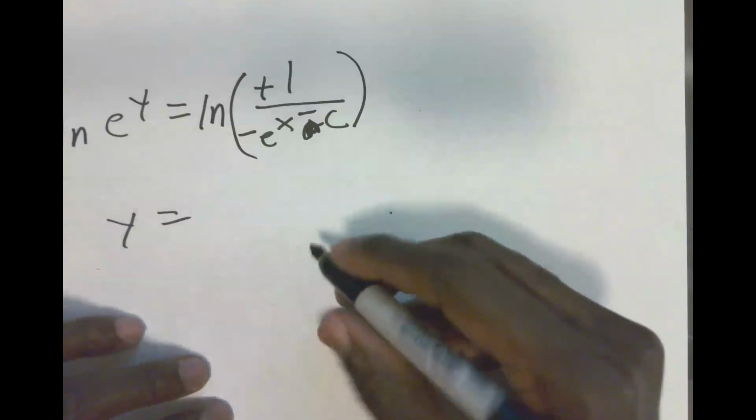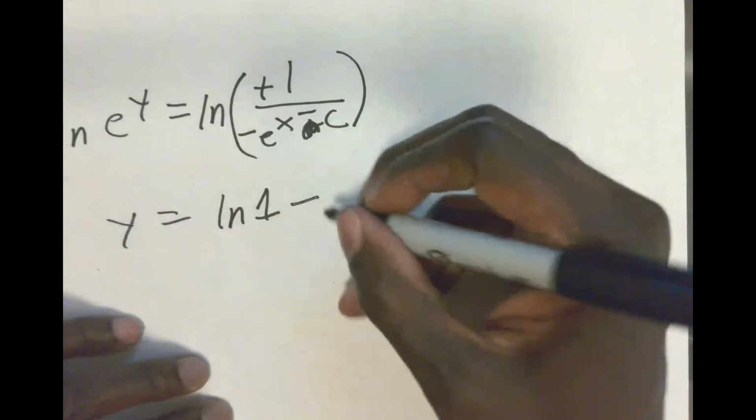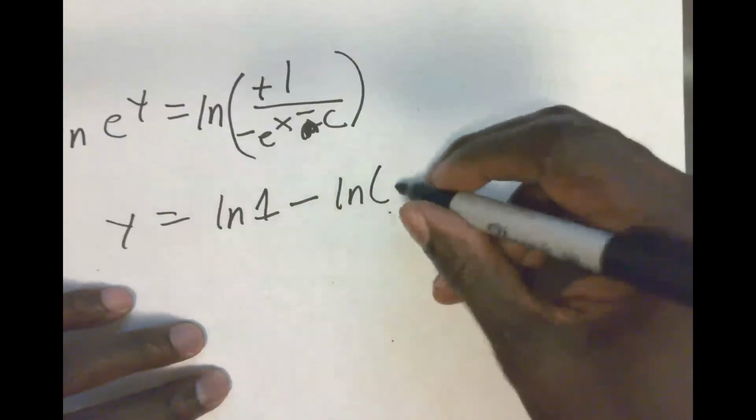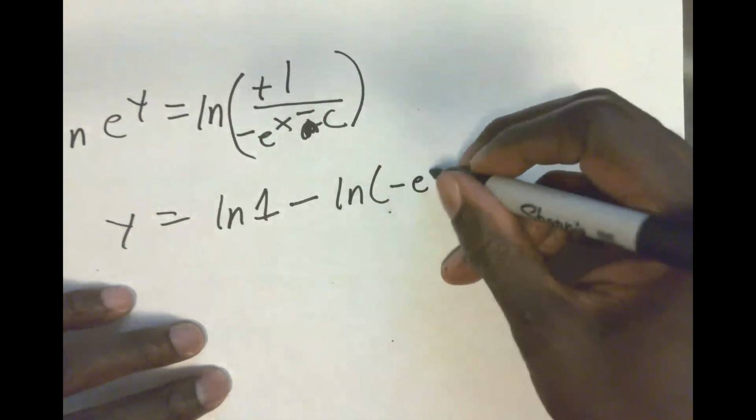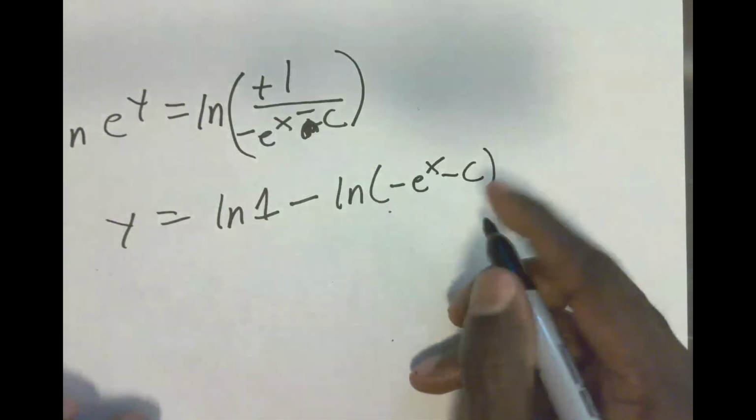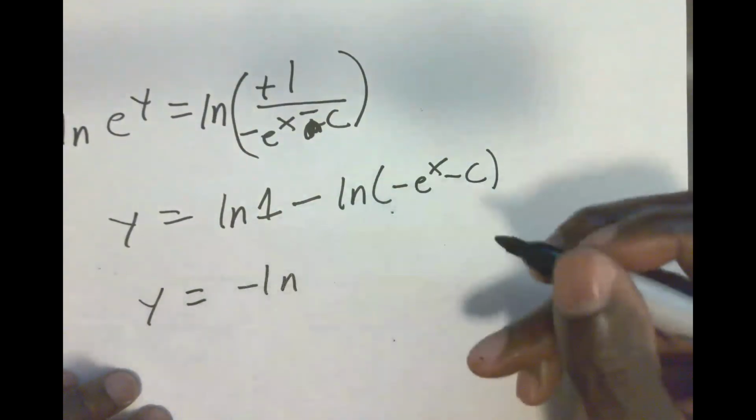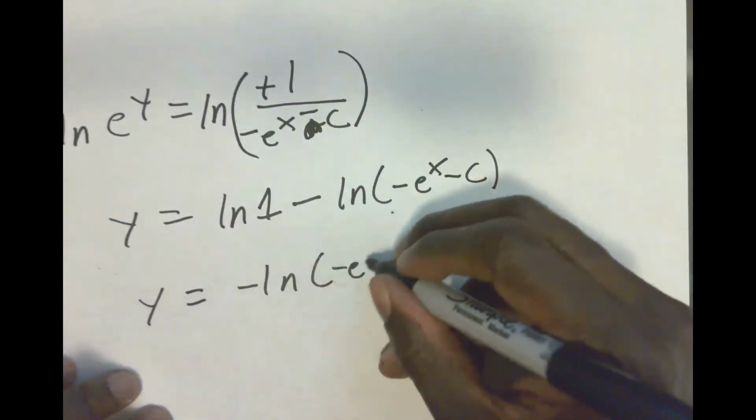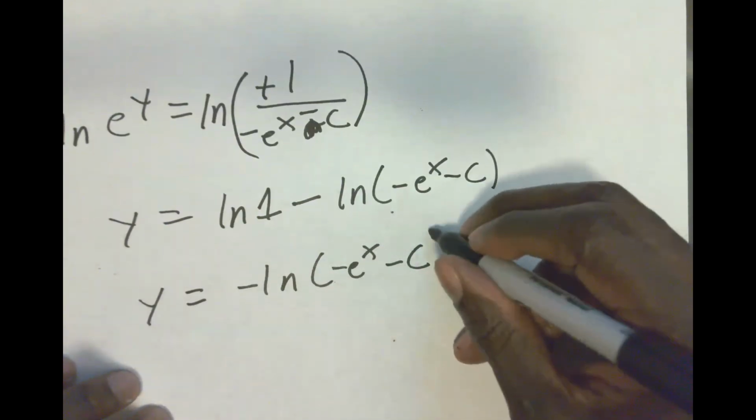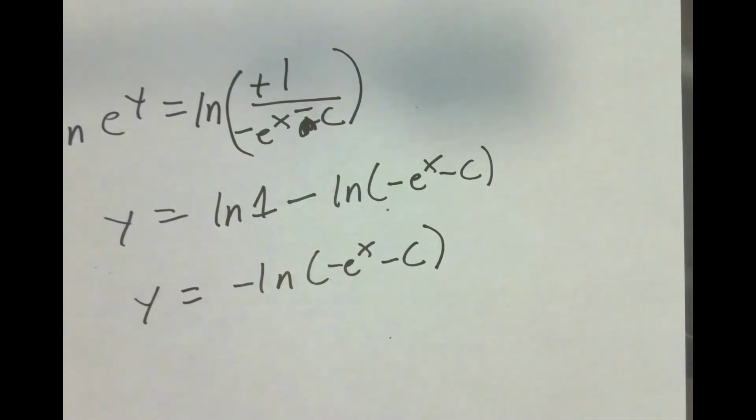So this is the same as ln 1 minus ln negative e to the x minus c. And of course, ln 1 is 0. So y is negative ln negative e to the x minus c. All right, there's that one.